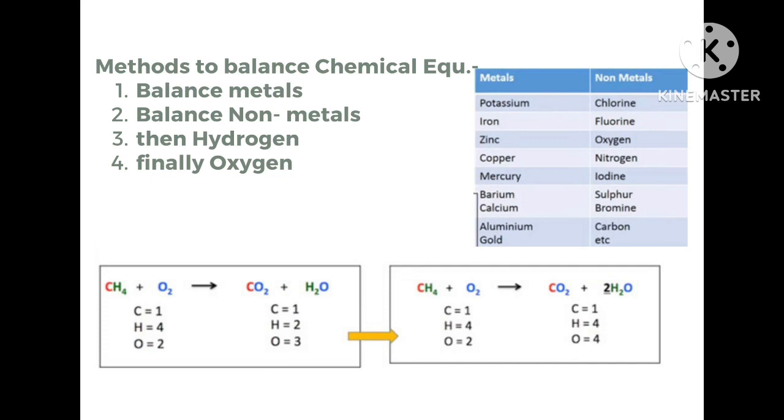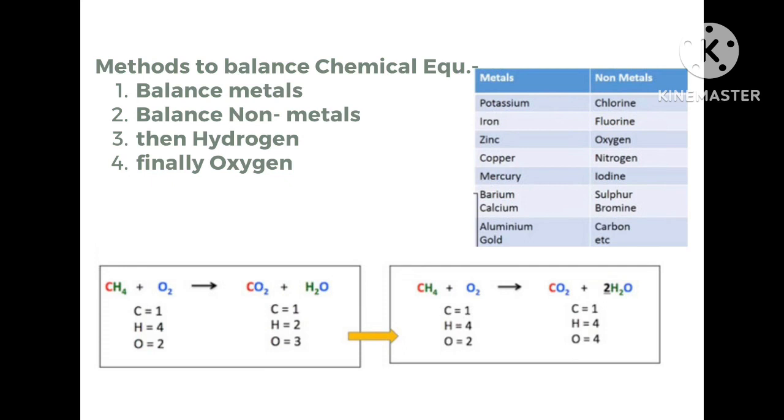Here methane reacts with oxygen to produce carbon dioxide and water. Here the carbon atom is 1 in the reactant as well as the product side. Hydrogens are 4 on the reactant side, whereas hydrogens are 2 only on the product side. Oxygen atoms are 2 on the reactant side and 3 on the product side.